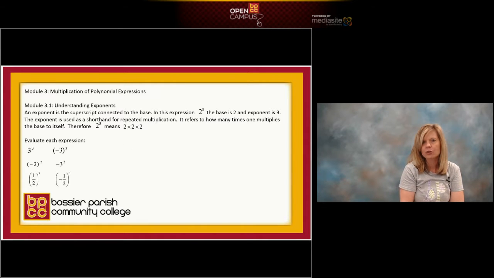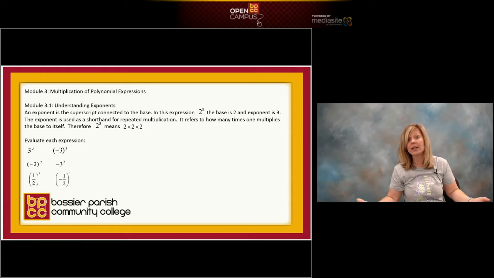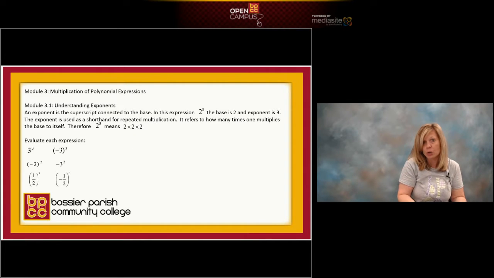So in the expression 2 cubed, again, what is the base? It is 2. That exponent 3 means take that base 2 and multiply it to itself 3 times. So 2 cubed really means 2 times 2 times 2. We should all know 2 times 2 is 4, and 4 times 2 would be 8. So does everybody understand 2 cubed does not make 6? It doesn't mean 2 times 3.